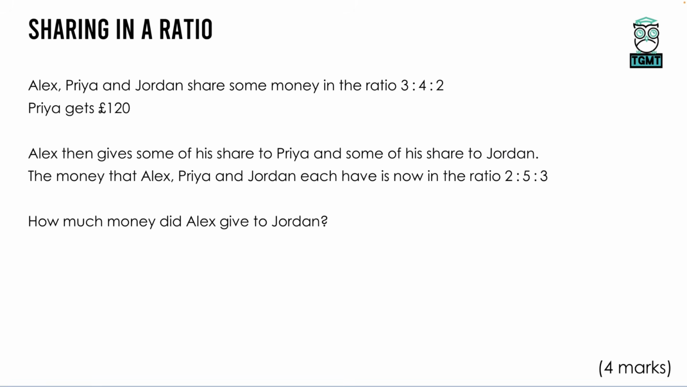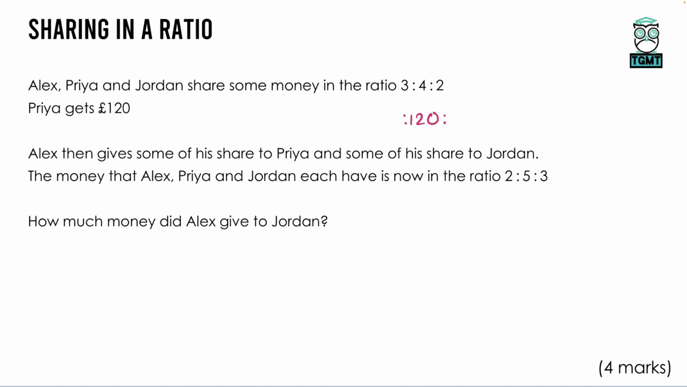This question says Alex, Priya and Jordan share some money in the ratio 3:4:2 and Priya gets £120. Now to be fair, before we even carry on, we could work out now how much everybody else gets, because the money that Priya gets is going to go underneath the 4. So that's going to be 120. Now we'll carry on reading through the question, but we're going to need to come back to that.